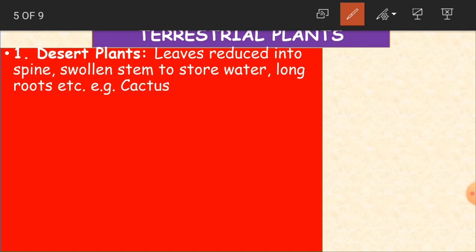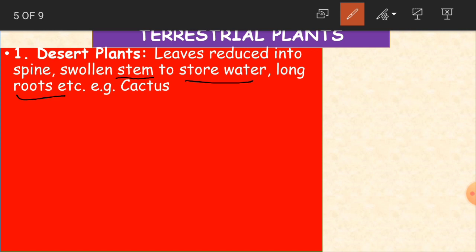Okay, and they have got a swollen stem to store water. Swollen stem, that stem is swollen, in the sense, so it is used to store water. So whatever water, whenever it gets, so it is going to store the water in its stem, and they have got long roots. So desert plants have got long roots. Okay, these are the features of terrestrial desert plants.